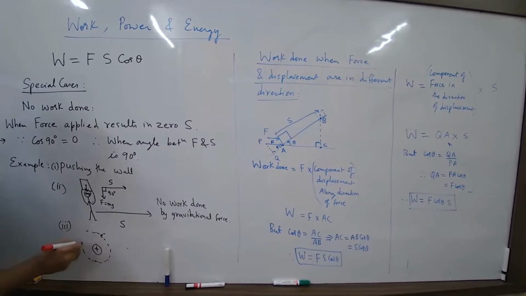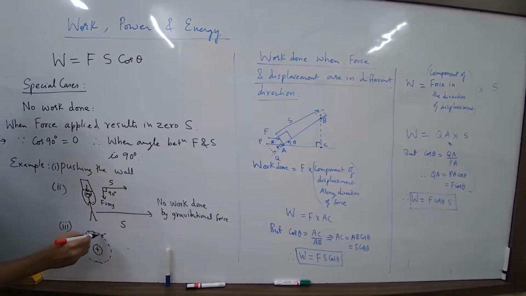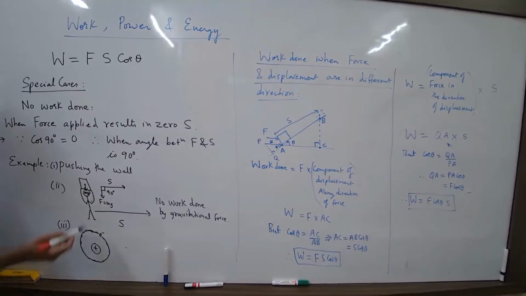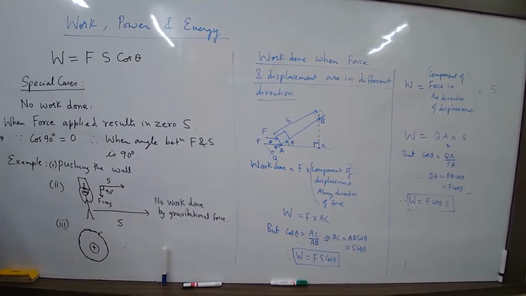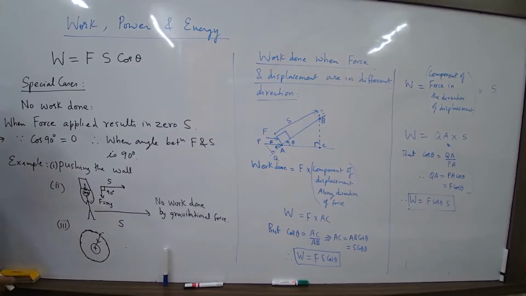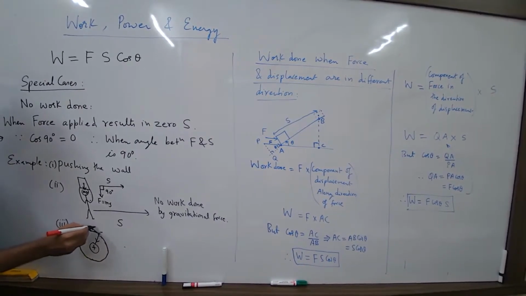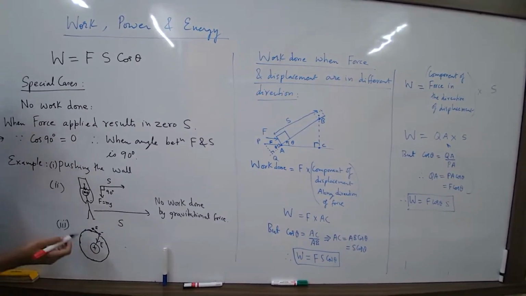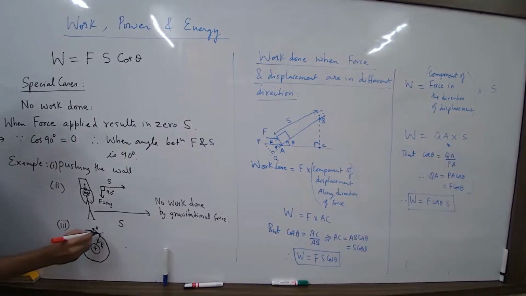What about this? Revolution of an electron in orbit around the nucleus. Where is the force acting on the electron? What kind of motion is this? UCM, uniform circular motion, right? So where is the force? Electrostatic force towards the center. Where is the displacement at every instant? Along the tangent. So the centripetal force and the displacement are always at 90 degrees.